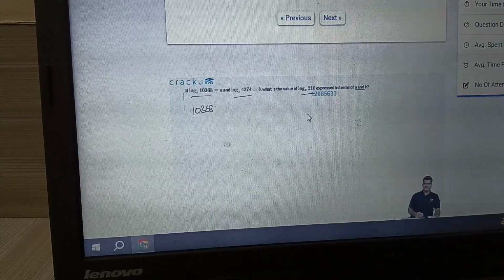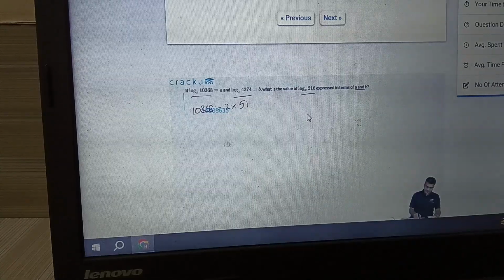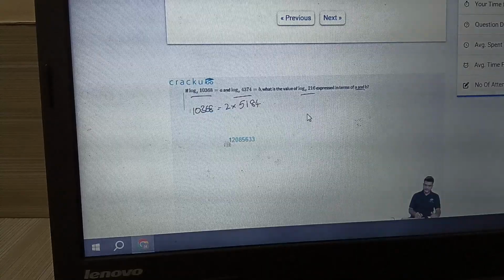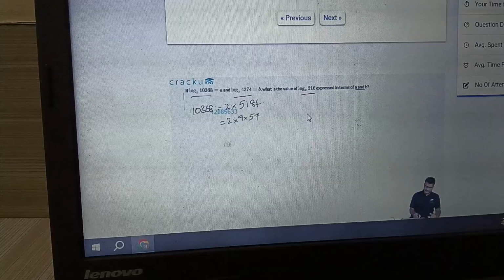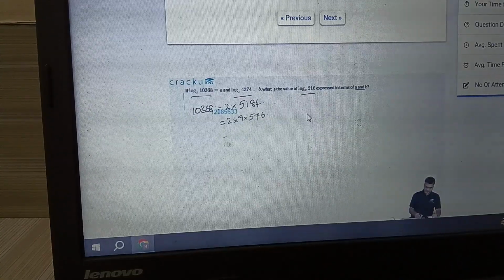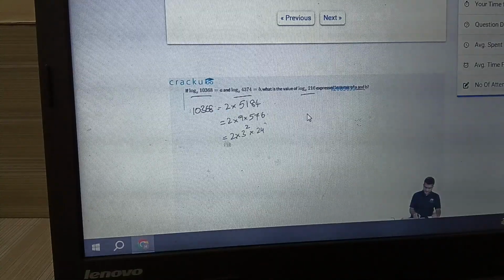If you are doing the prime factorization of it, this is equal to 2 times 5184. Now 5184 is a multiple of 9, so if you divide this by 9, this is equal to 2 into 9 into 576. What is 576? We know that 576 is 24 whole square. So this is equal to 2 into 3 square into 24 whole square.